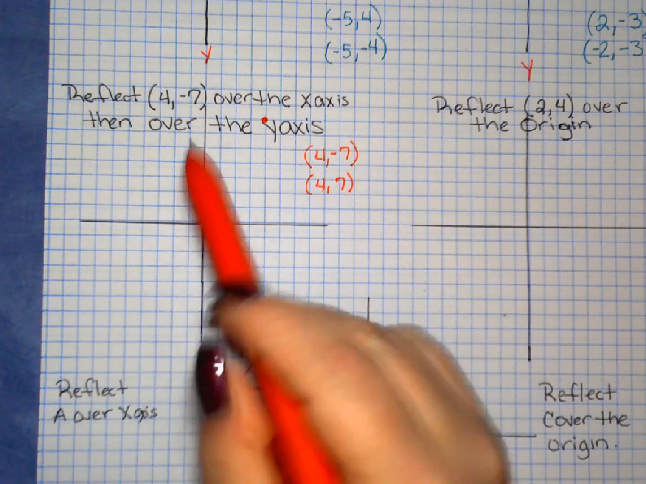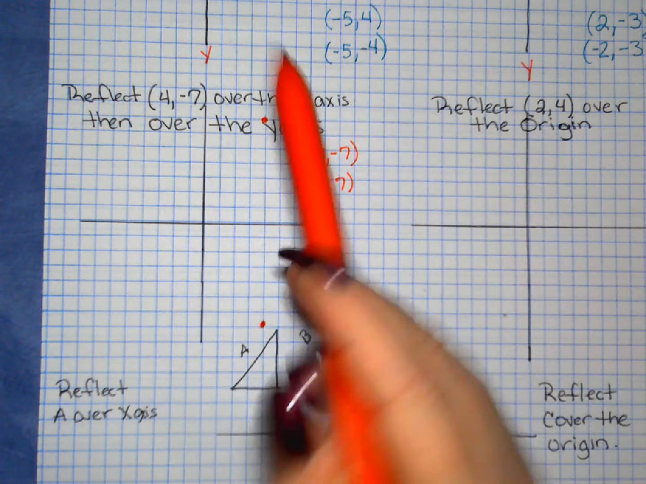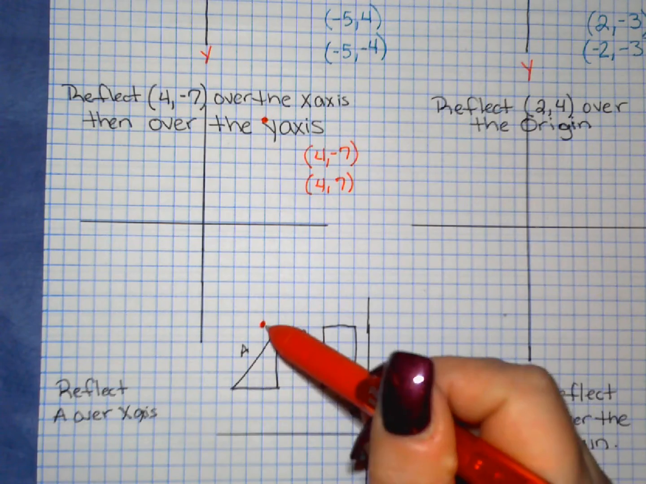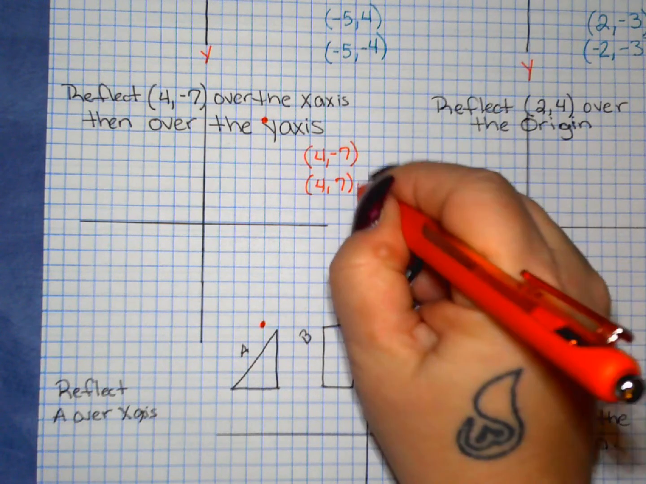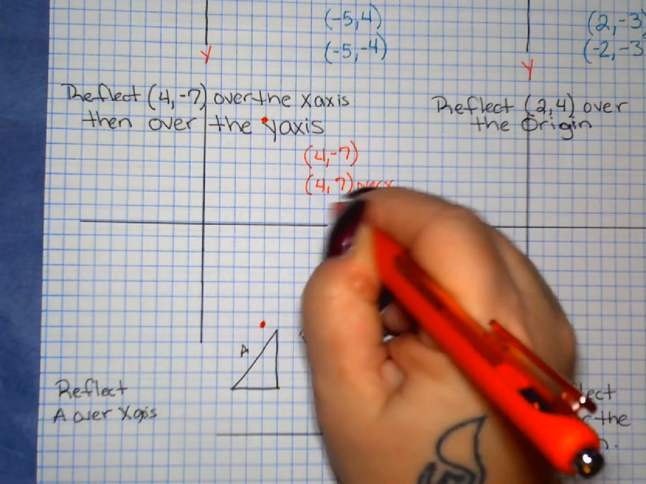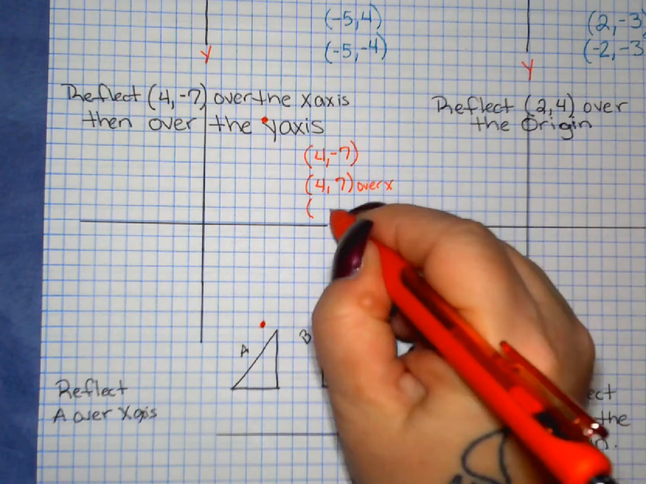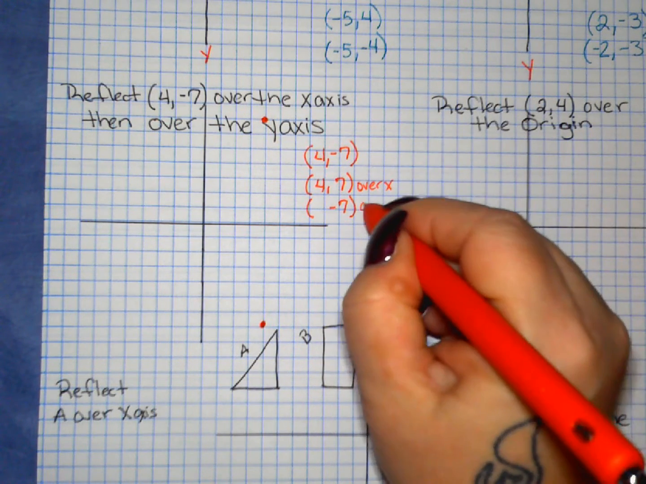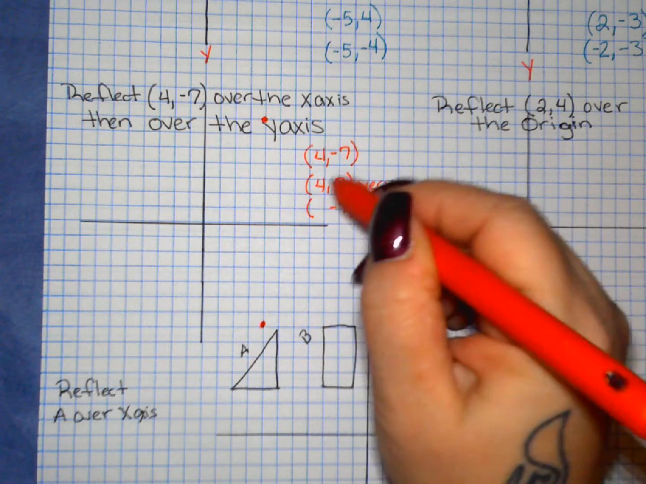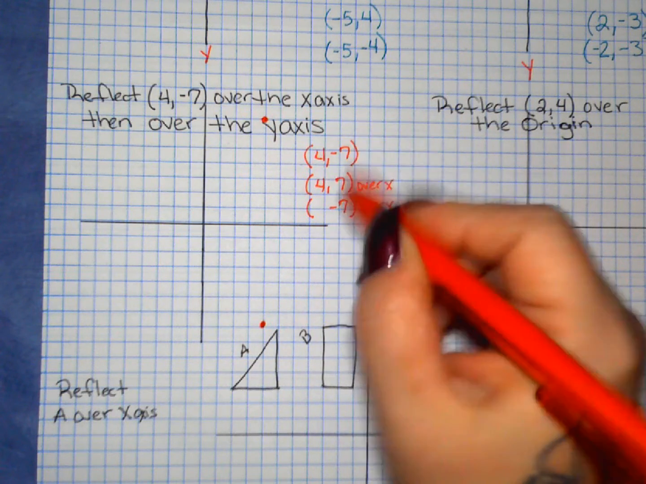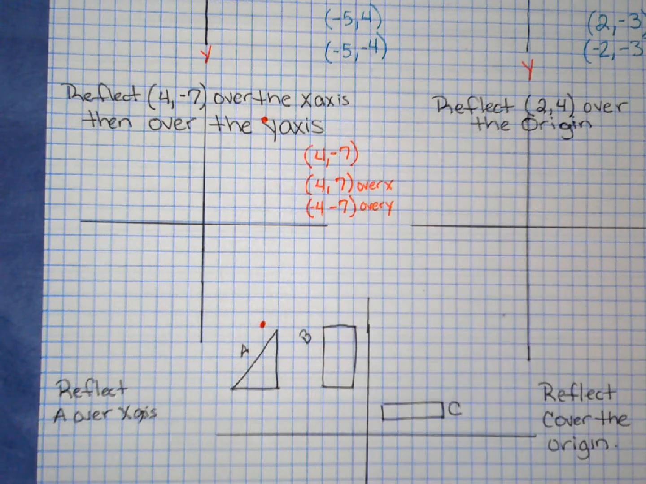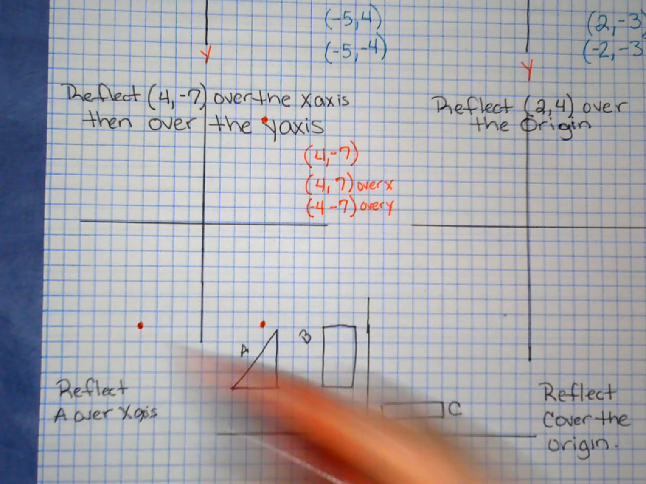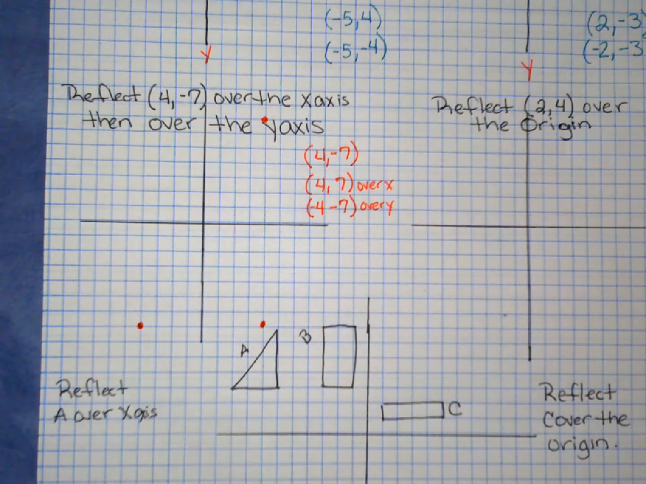And then it says, then over the y. I'm not saying to take this over the y. I'm saying to take the original over the y. So that was over the x. And now we've got to do over the y. Remember, if we're doing over the y, it's the y that doesn't change. We have to go back to the original. And then it's the x that changes to the opposite, -4. So now my point is here. Okay? So I had to do 3 different points for that problem.